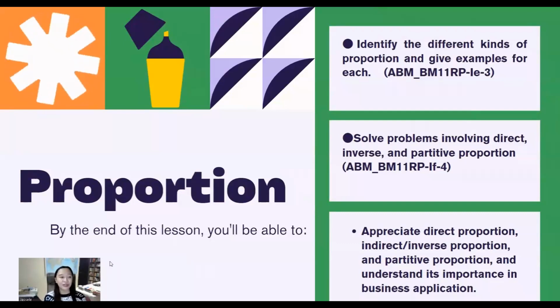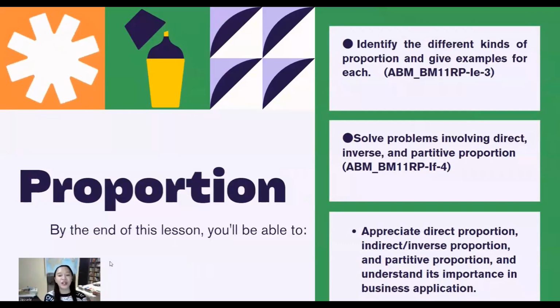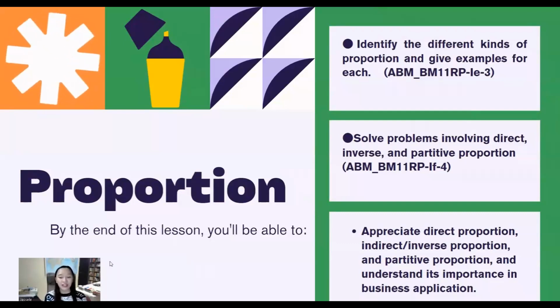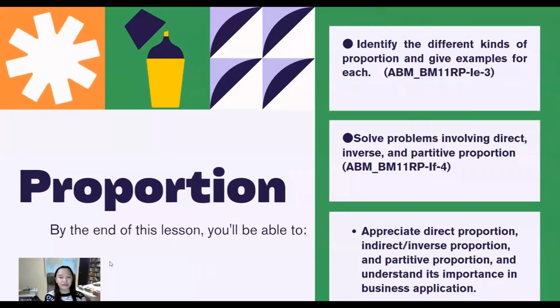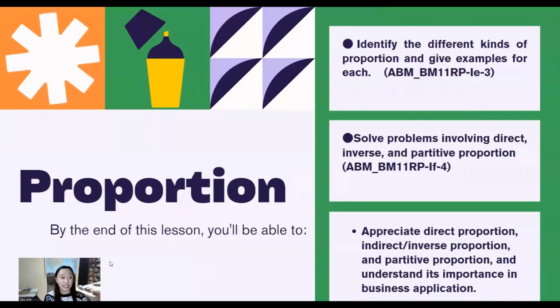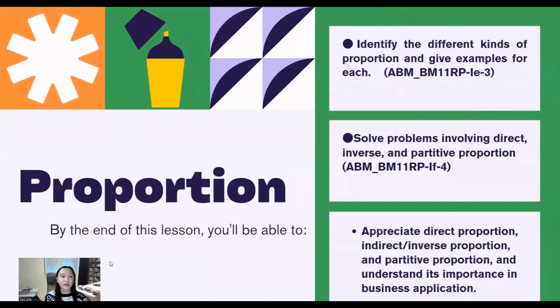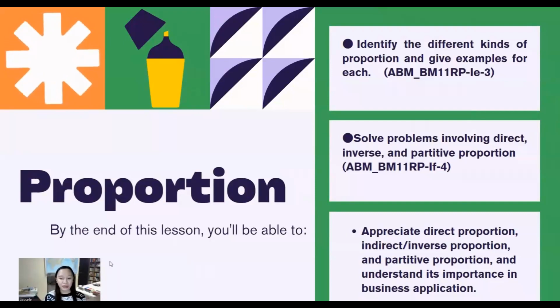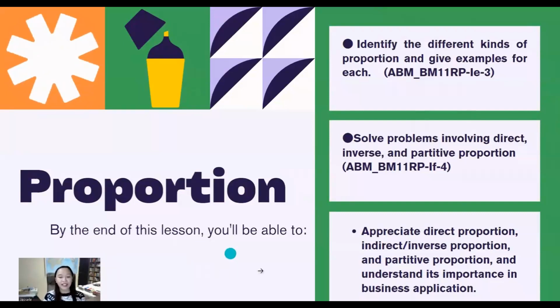I think this is just a recall of your junior high school topic. Second one is solve problems involving direct, indirect, and partitive proportion. And of course, at the end of the lesson, you should be able to appreciate direct proportion, indirect or inverse proportion, and partitive proportion, and understand its importance in business applications. So class, are you ready? Are you guys ready?